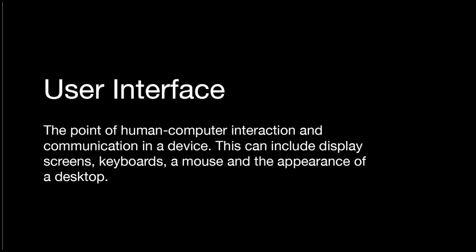The next term is user interface, or UI as some people will shorten it to. And this is the point of human to computer interaction and communication in a device. This can include the display of the screens, keyboards, a mouse, and the appearance of a desktop.